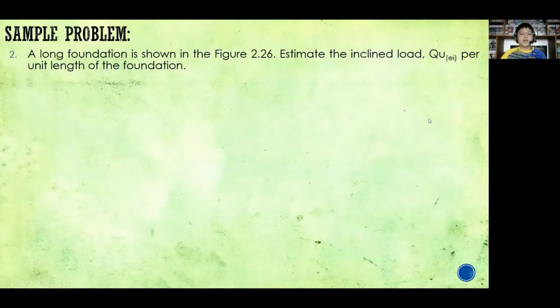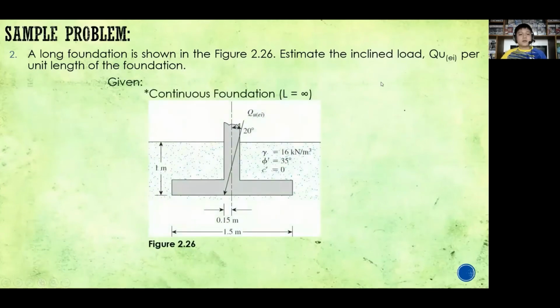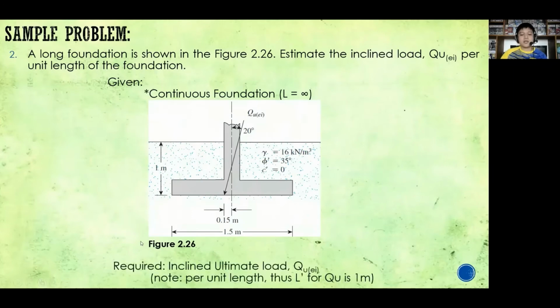Okay, so for our sample problem number 2. A long foundation, again, long strip or continuous foundation, is shown in figure 2.26. Estimate the inclined load per unit length of the foundation. So this is already inclined, with an eccentricity value of 0.15 meter. Our interest is what is that inclined load, again, per unit length for our QU. But for the process of qu, which is the small letter q for pressure, please use L as infinite.